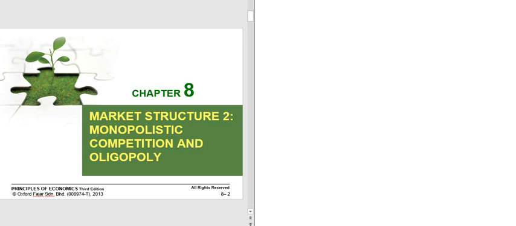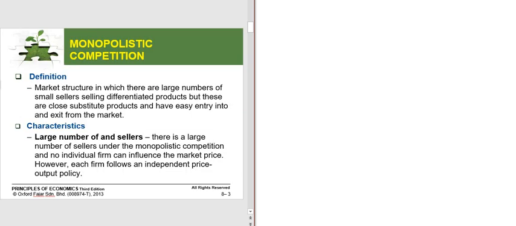In this topic we are going to look in detail at the characteristics of two more market structures that we have in an economy, which are monopolistic competition and oligopoly. So now, let's look at the next topic. We are going to look at monopolistic competition first.